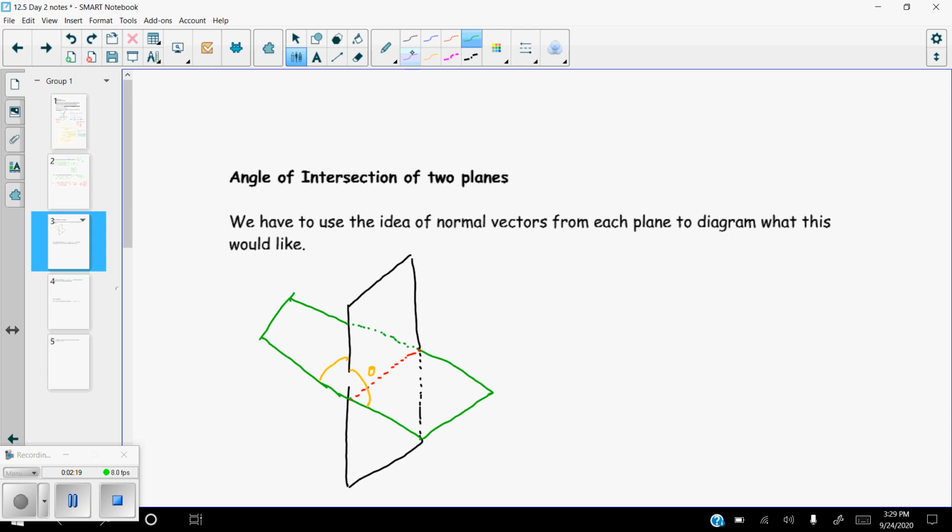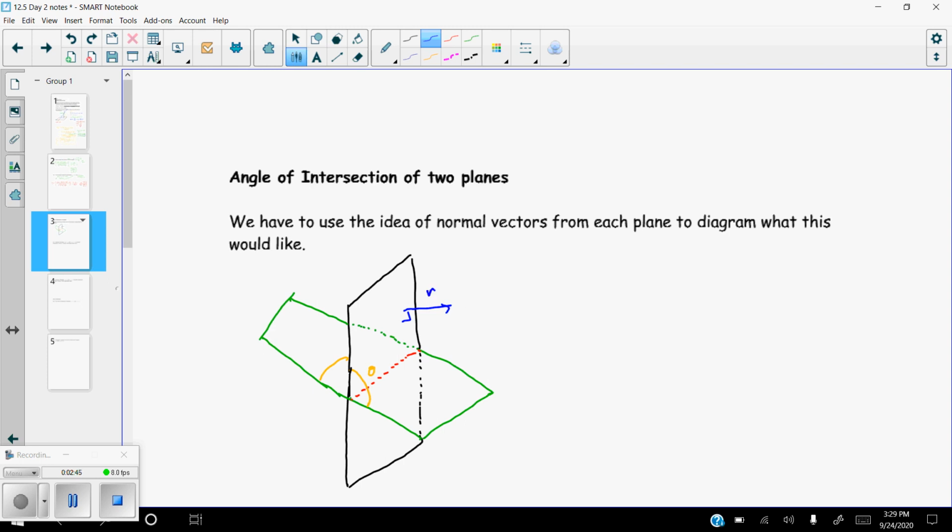So there are actually two angles there. Either one of them technically is correct. I think we're usually going to go with the acute angle or the smallest one, but either way, you're going to be able to find both. So again, the idea is if I were to take a normal vector from the black plane, well, the normal vector is perpendicular, so it's going to look something like that.